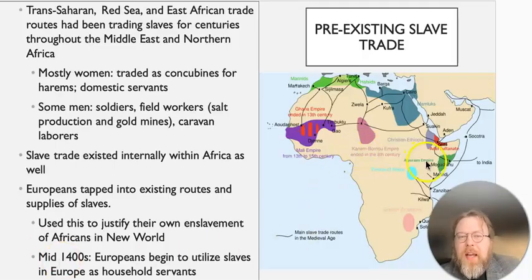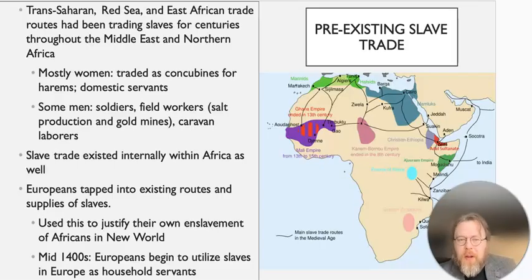So if we look at the slave trade in Africa, you see that there are trans-Saharan, Red Sea, and East African trade routes that have been trading in slaves for centuries. Most of the slaves were women, and most are traded as concubines for harems, and also to be used as domestic servants. So in other words, these aren't slaves that are going out and cultivating things like sugarcane or cotton or these other cash crops.